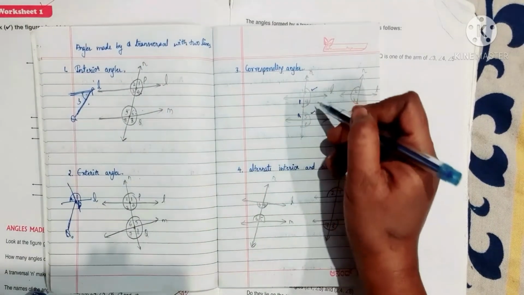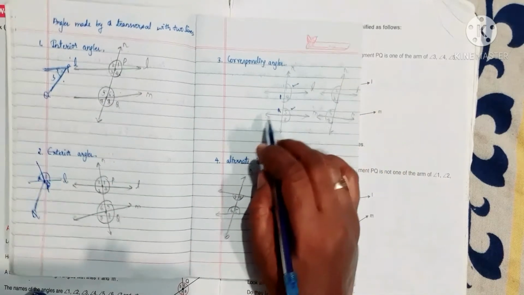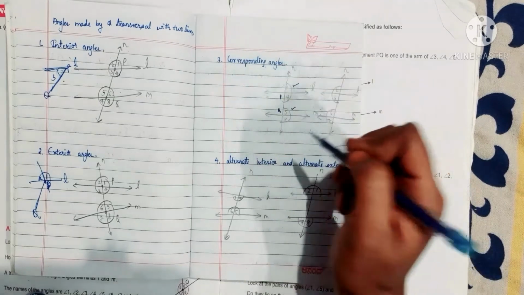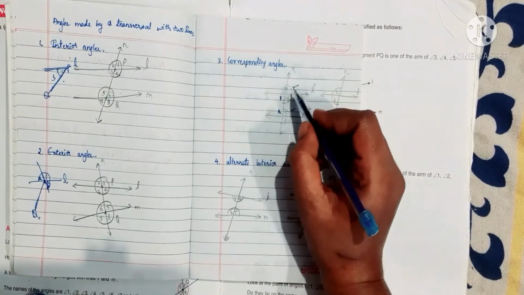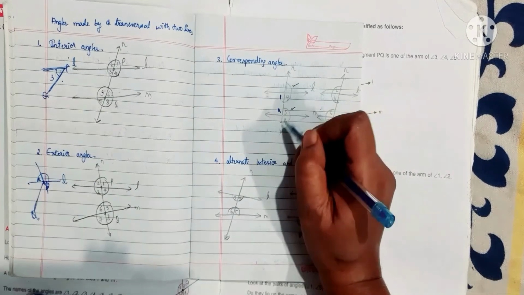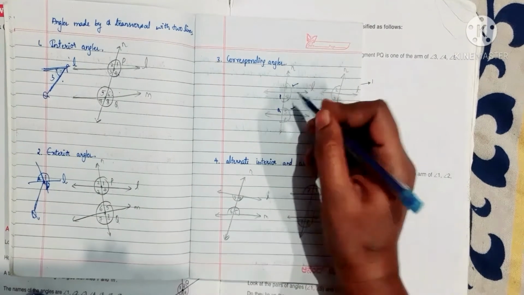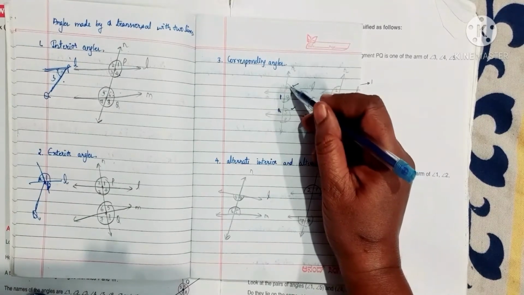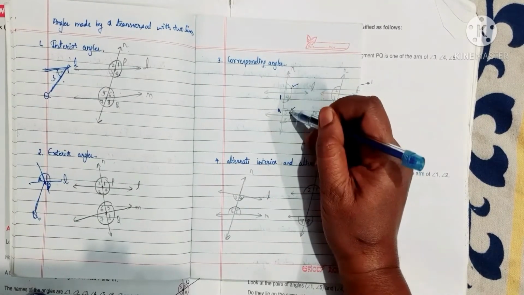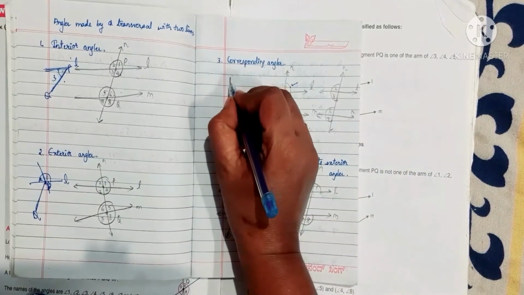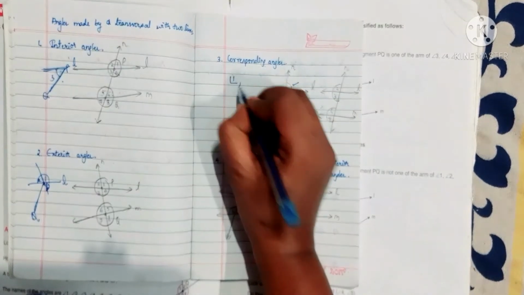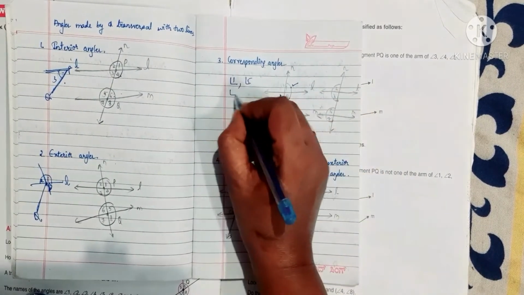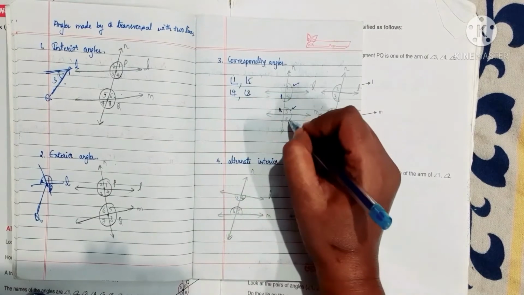So for the corresponding angles, there are 2 conditions to identify them. First condition is they have to be lying on the same side of the transversal, and the pair of corresponding angles must be one exterior and the other interior. So one pair of corresponding angles is angle 1 and angle 5. One more pair is angle 4 and angle 8.